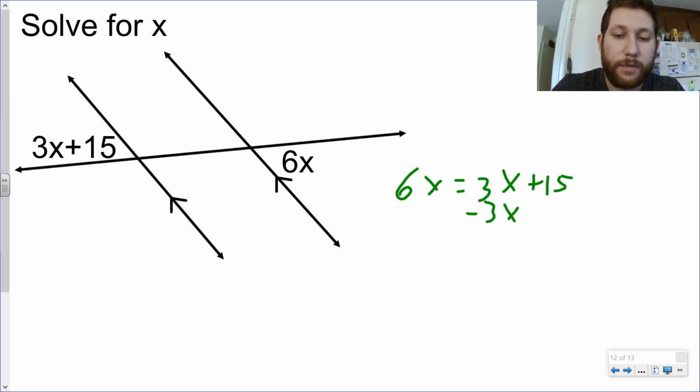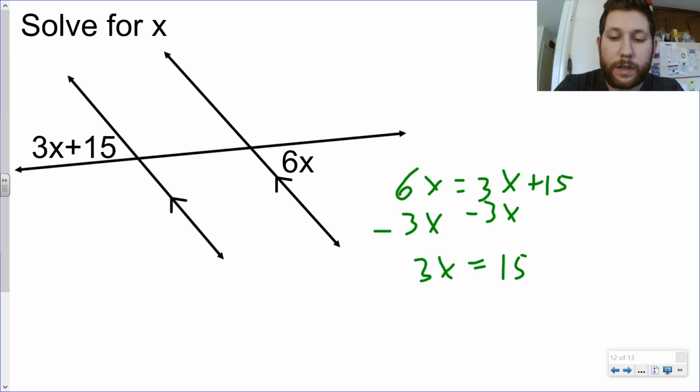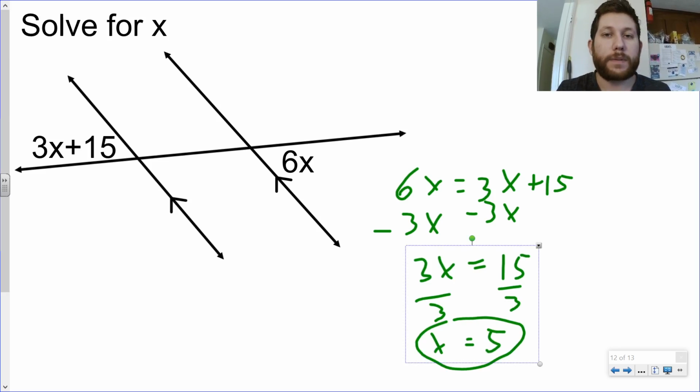I'm going to subtract 3x on both sides. I get 3x is equal to 15. I'm going to divide by 3. X equals 5. All right, so that wraps up solving equations.